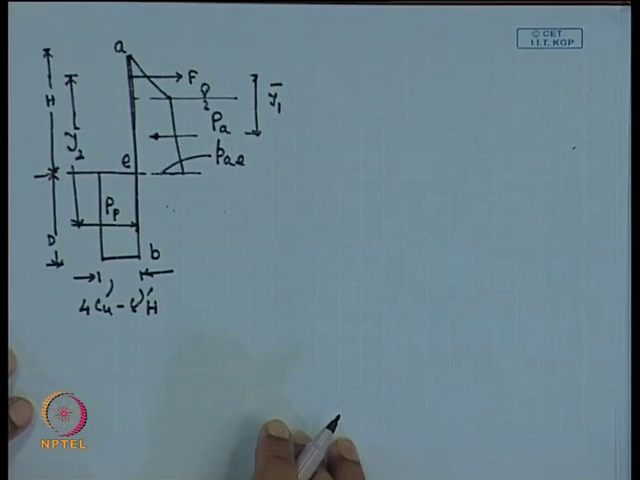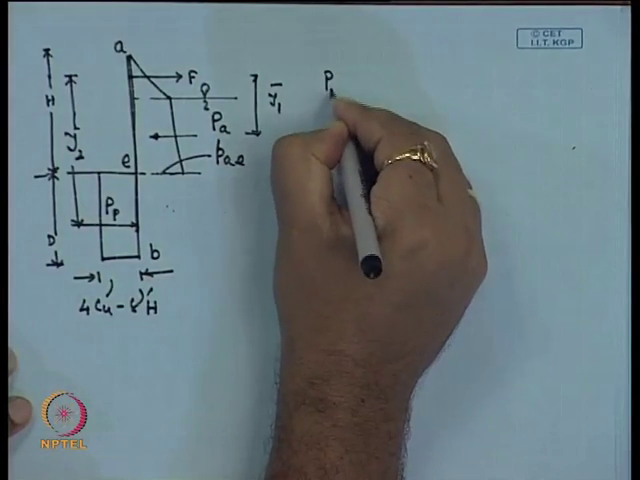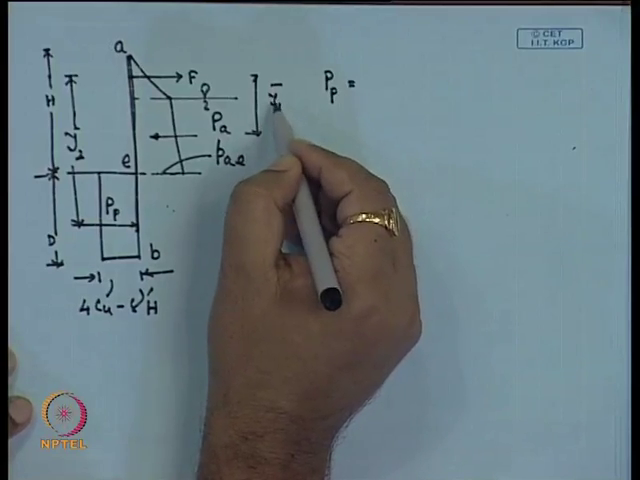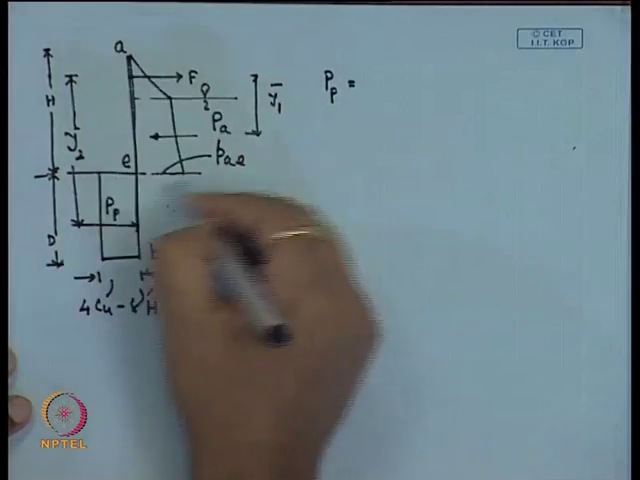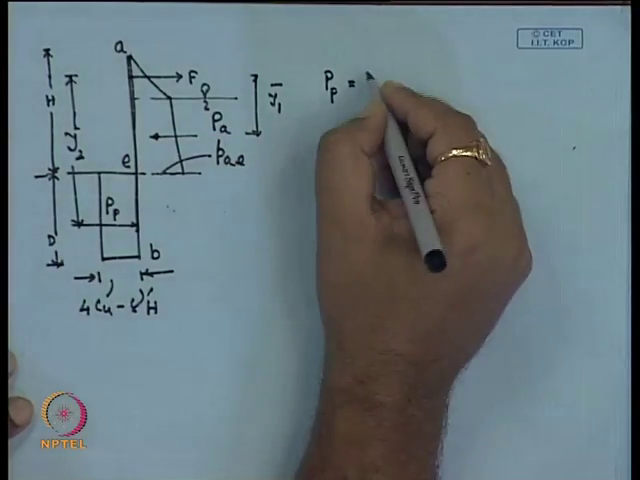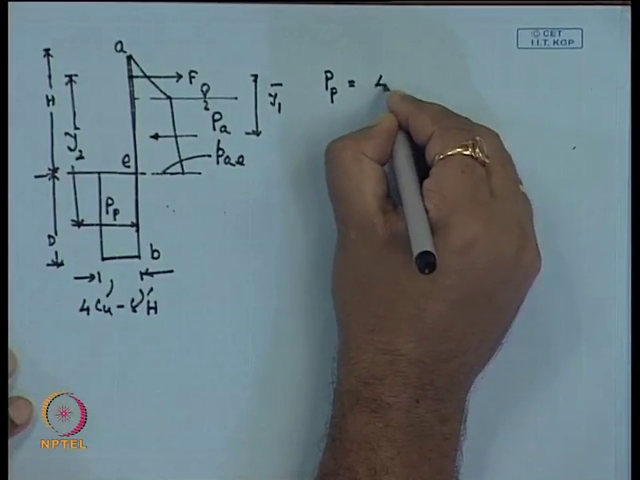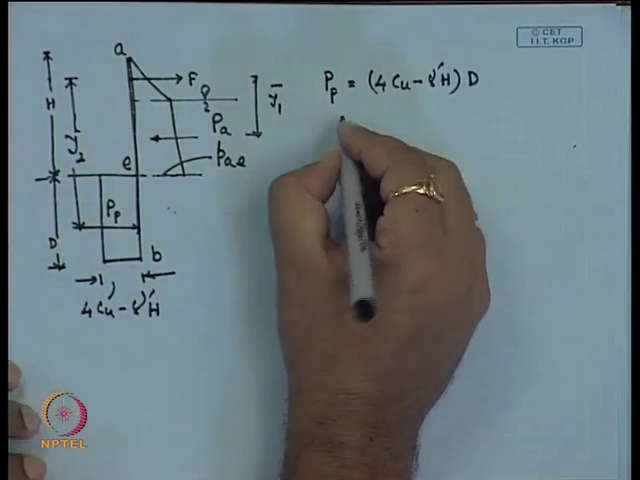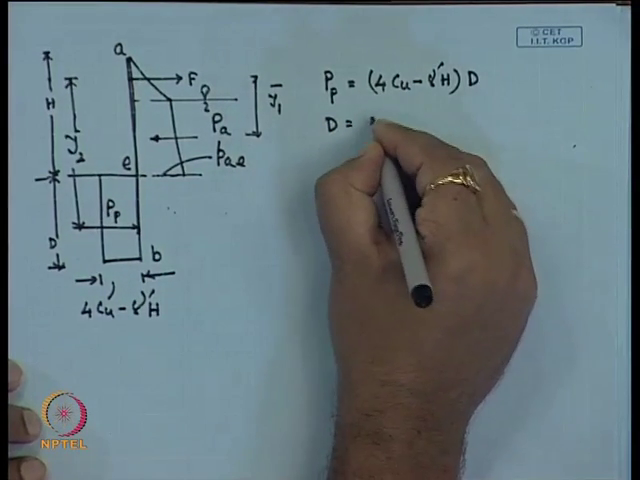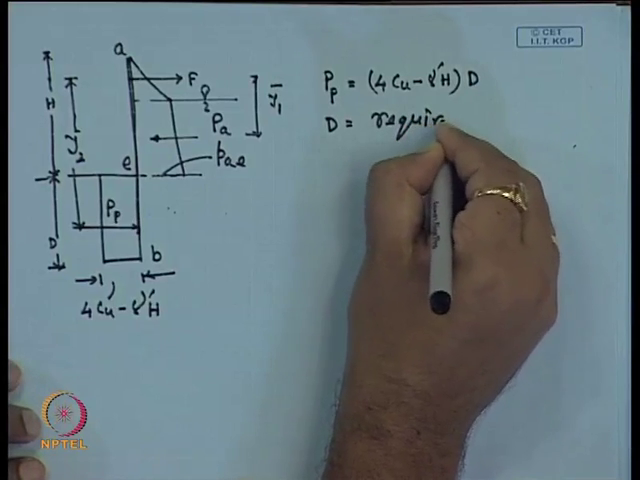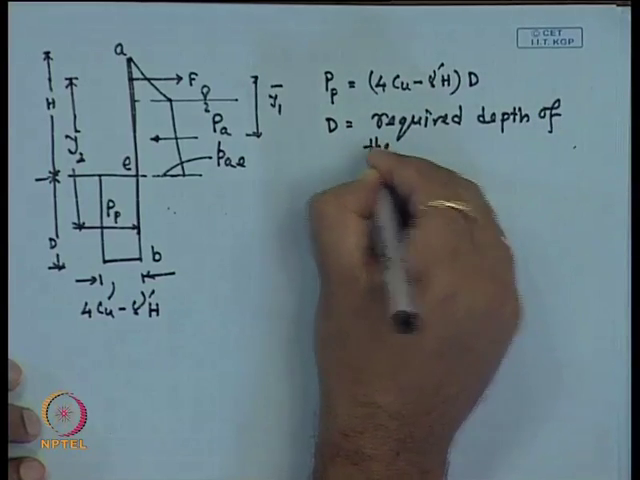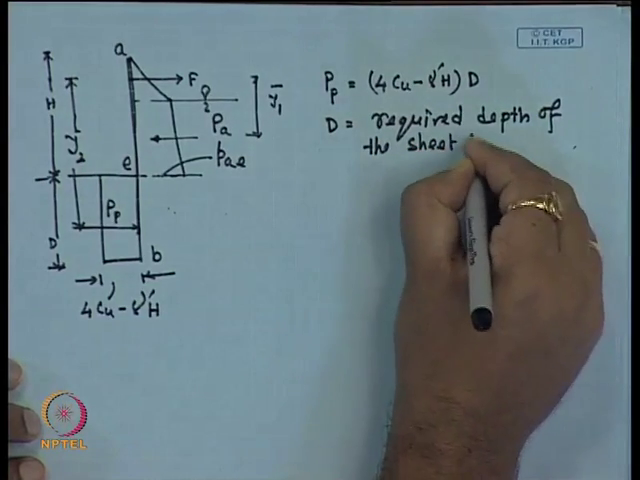Now, again if I want to find the Pp first, because Pa we can calculate again, and how to calculate this y 1 bar has also been explained. So, that part is fine, but we have to calculate this Pp. That Pp is here 4 Cu minus gamma dash h into d, where d is the required depth of the sheet pile.